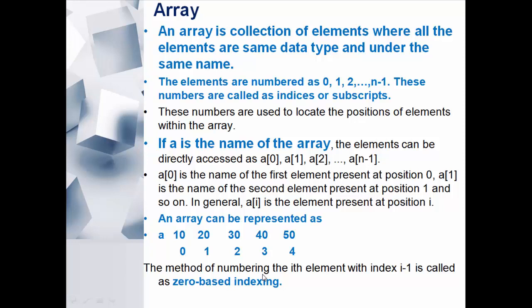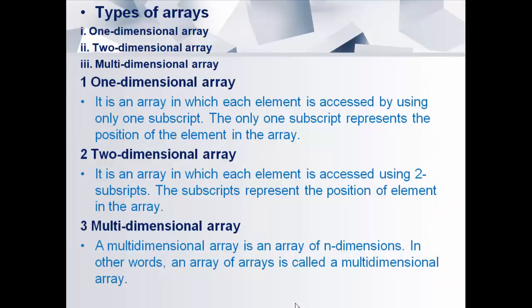Next, the method of numbering the ith element with index i minus 1 is called zero based indexing. So zero based indexing means the ith element is numbered using the index value i minus 1. So it is called zero based indexing.